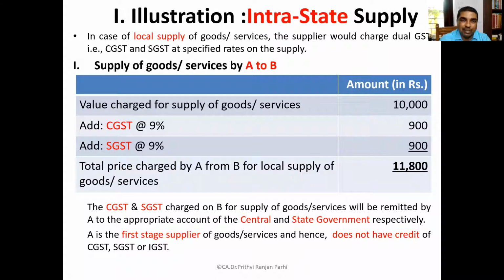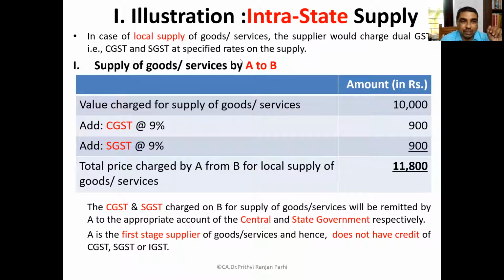Let us take an example. First, we'll take a situation. The first illustration is about the intrastate supply, that means within the state there is a supply. Please be attentive and watch it carefully. We are talking about the intrastate supply, that is, the local supply of goods and services. And under the dual GST system, CGST as well as SGST is to be charged.